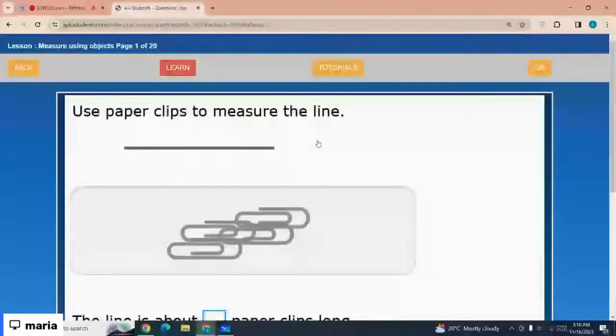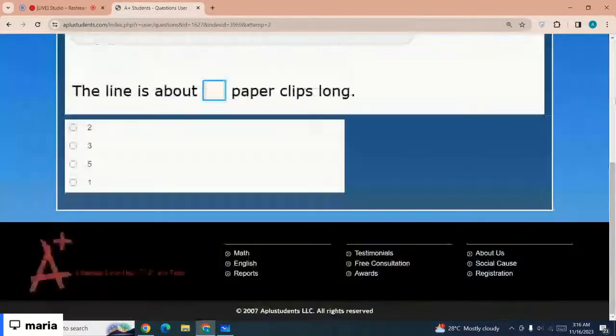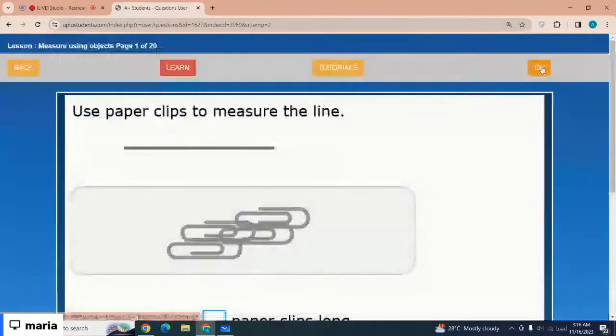Okay, use paper clips to measure the line. How many paper clips can you place on this line? The line is about... yes, that is about 2 paper clips long. So the correct option is 2.